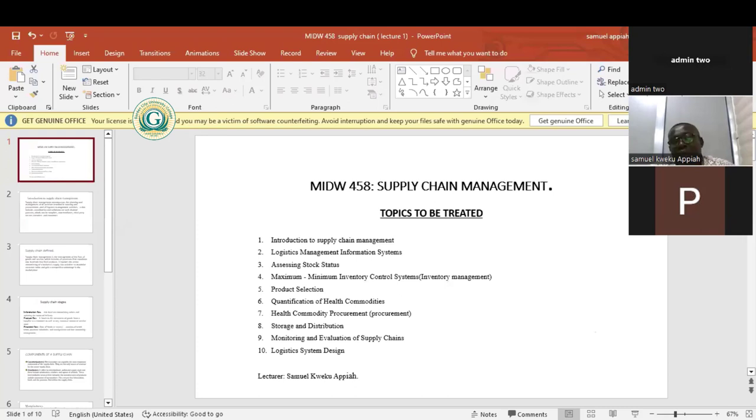So there should be a maximum stock level, depending on the facility, depending on the footfalls. And when I say footfalls, it depends on the number of people. In your case, you're looking at the cases that you treat. The cases you treat will determine the prevalence. It will determine the quantity that you are supposed to store. So we are going to look at the maximum and the minimum stock level. We're going to look at the inventory control systems. How do we manage our inventory? The stock that we have, how do we manage it in such a way that we will avoid stealing?